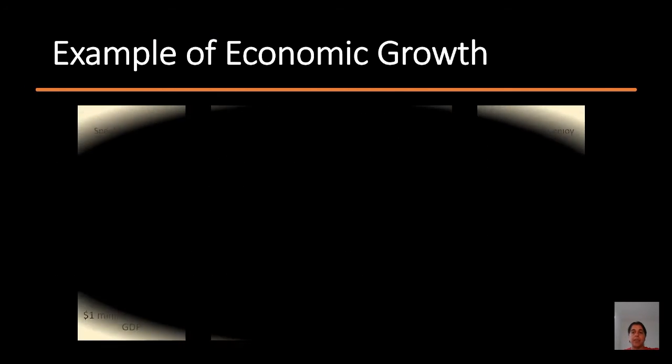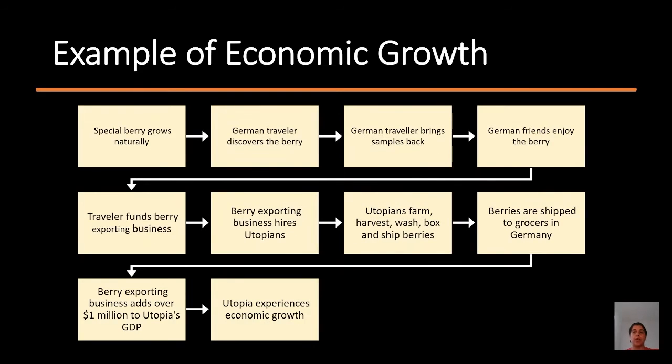Let's say that a special berry grows naturally only in the country of Utopia. Natives to Utopia have used this berry for many years, but recently a wealthy German traveler discovered the berry and brought samples back to Germany. His German friends also loved the berry, so the traveler funded a large berry exporting business in Utopia. The new berry exporting business hired hundreds of Utopians to farm, harvest, wash, box, and ship the berries to grocers in Germany.